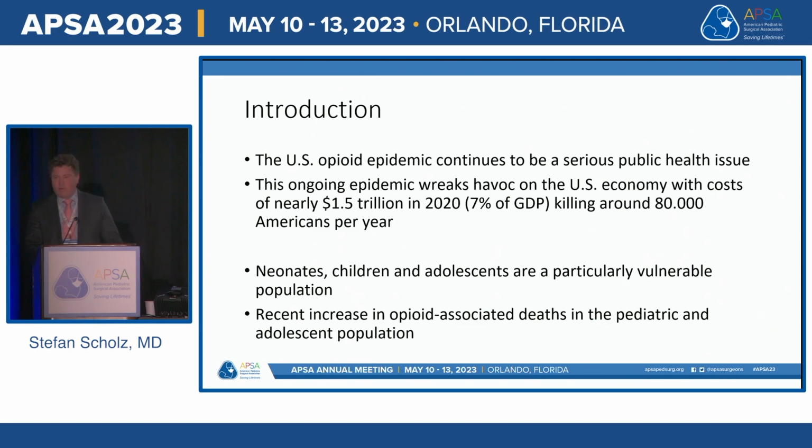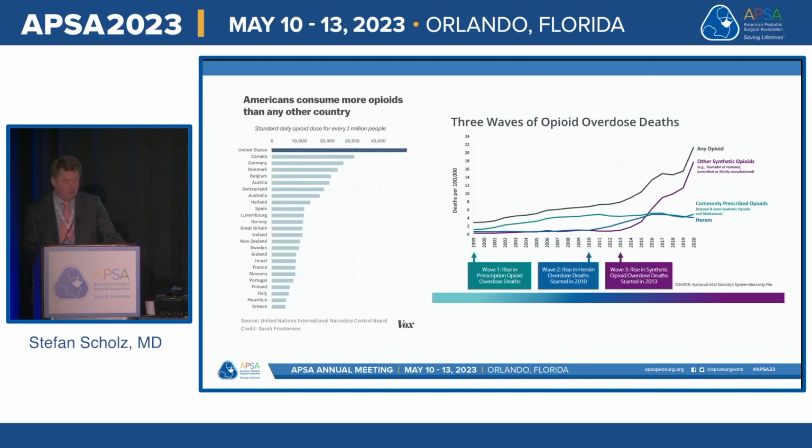We heard about the opioid epidemic a lot as a public health crisis. We did not hear that 80,000 Americans are still dying every year of this, and the number is actually increasing for several reasons. And neonates, as well as our patients, are actually particularly vulnerable, potentially, to opioids. And deaths have been increasing in this area, adolescents especially too.